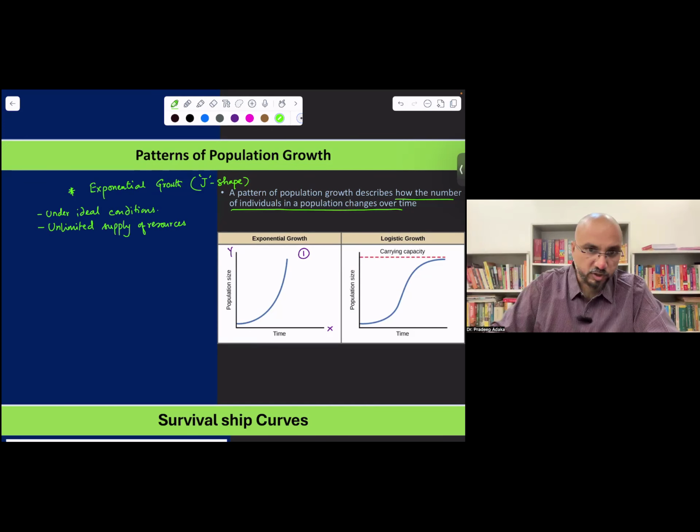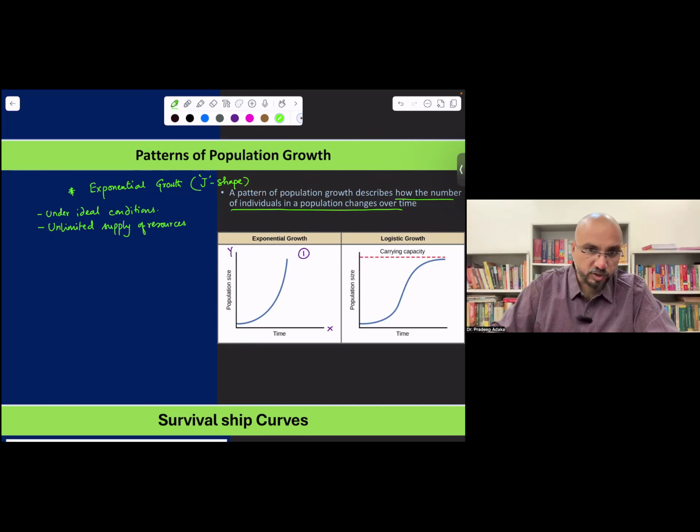This is the actual situation. It is not an ideal condition. Because the resources are always limited, the population cannot increase beyond a limit. Okay, it cannot go beyond the carrying capacity of the ecosystem.